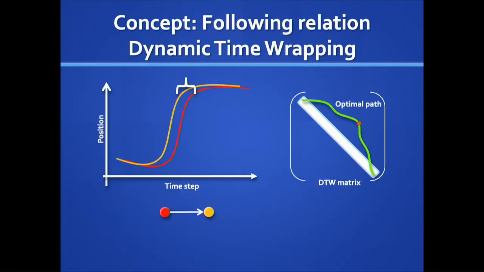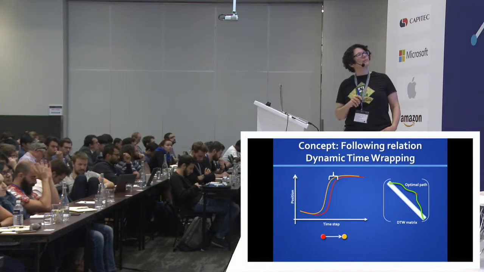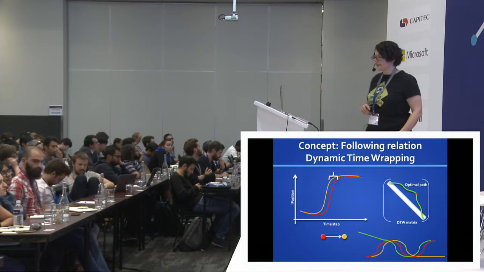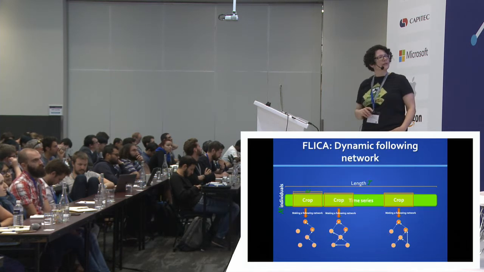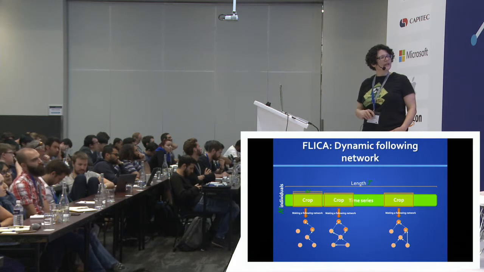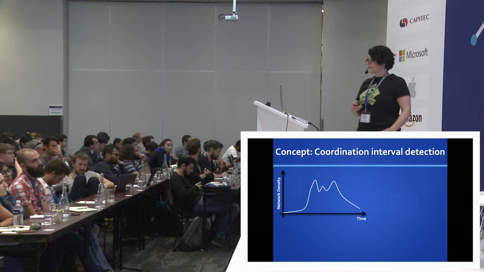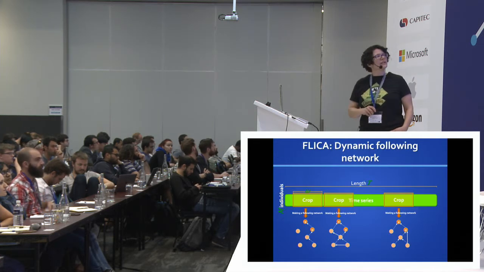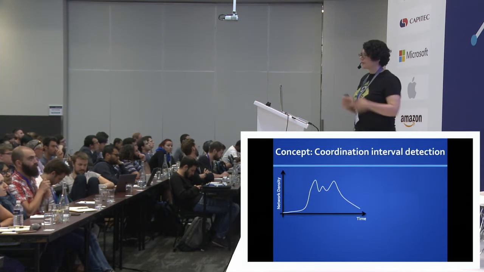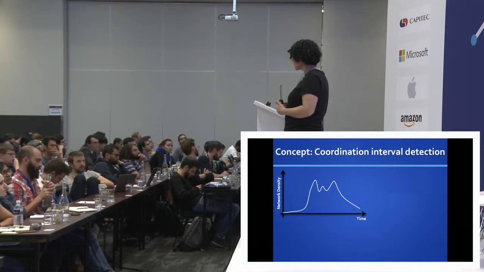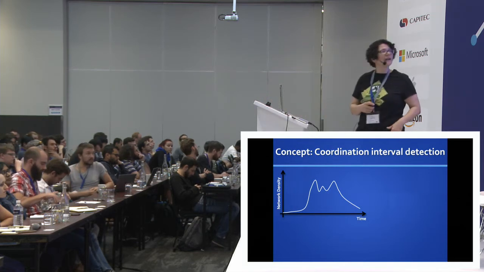So in pictures it looks like this. You have these two time series and they follow each other if they're similar but with a time delay. And you can infer this dynamic network of following. And then, once you have a dynamic network of following at the right time scale, which you can learn, you can look at the density of this following network. When everybody follows everybody, then there is an edge between every two nodes, and the density is high.